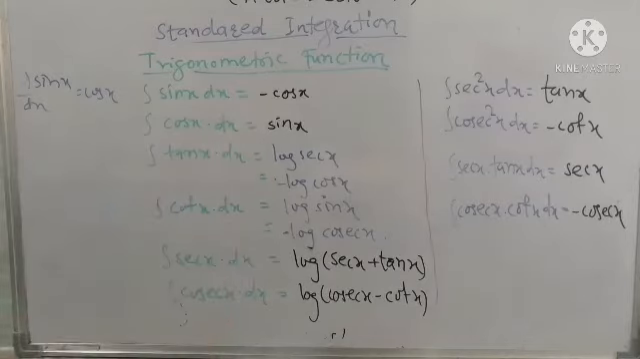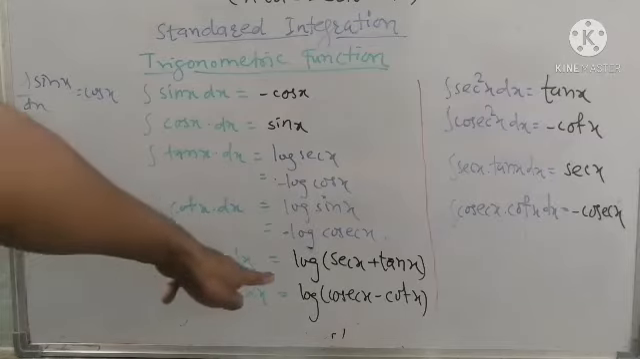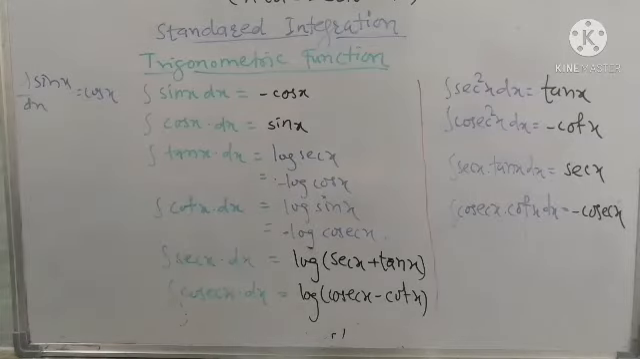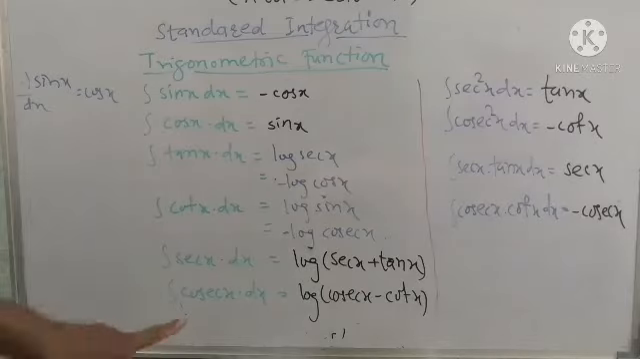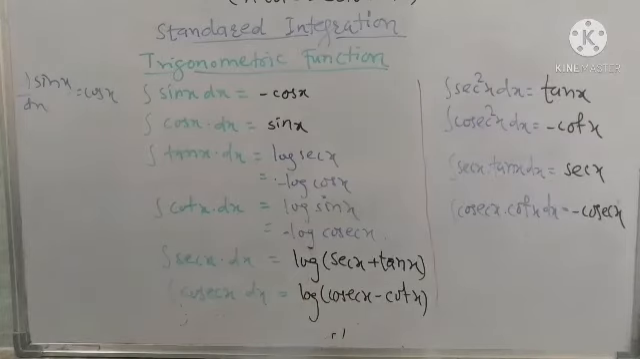Now the derivative of sec x was sec x into tan x. The integration of sec x is log of sec x plus tan x, and the integration of cosec x is log of cosec x minus cot x. These are the standard integrations of trigonometric functions.